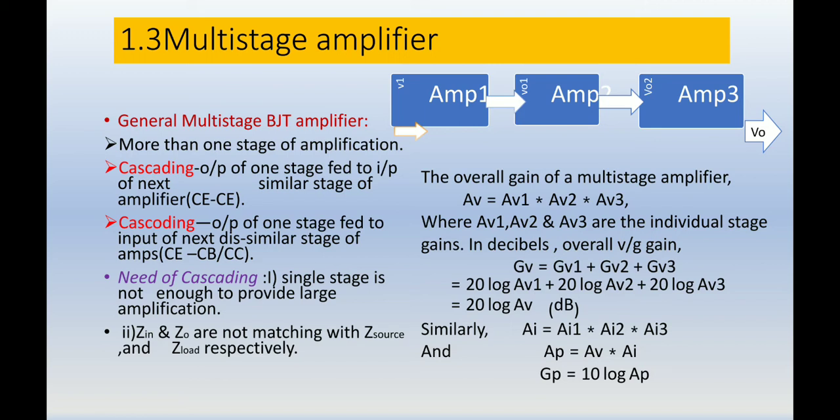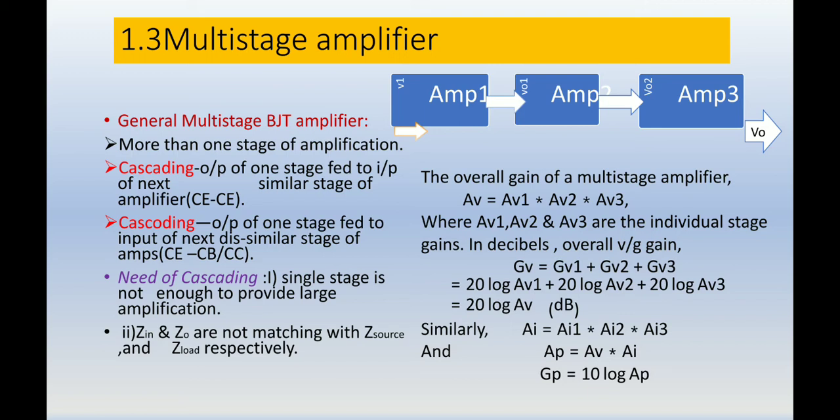So for the multi-stage amplifier, the overall gain is calculated as the product of the individual gains, say AV1 into AV2 into AV3 and so on for the n stages. In decibel, the overall gain is GV equals GV1 plus GV2 plus GV3, where GV is in decibel. Remember, it is in decibel. So it is calculated as 20 log AV.